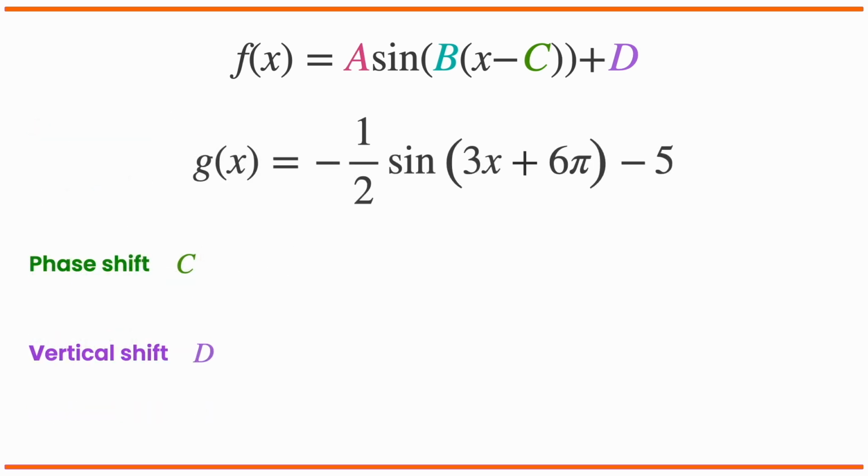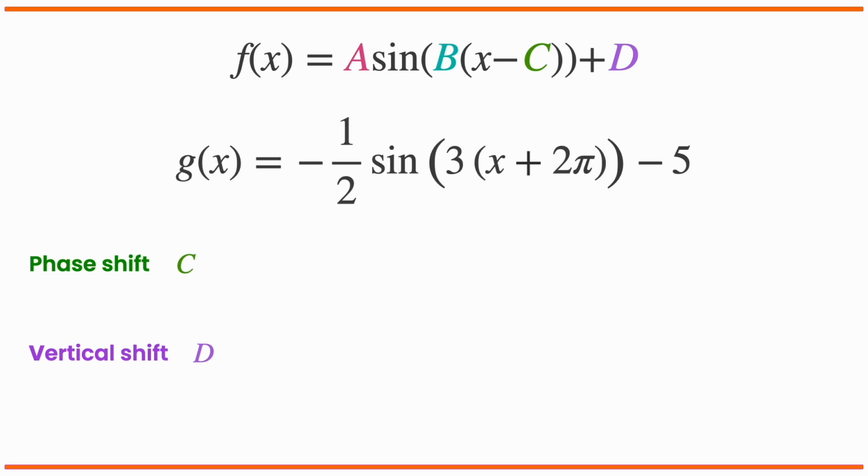We'll start by finding the phase shift and vertical shift for the function g of x. This means we need to identify the c and d parameters in our function. But first, do you notice how g of x doesn't quite match the structure of our general equation? For example, the x has a coefficient of 3 that we need to factor out. When we factor 3 out from both terms inside of the sine, its argument becomes 3 times the quantity x plus 2 pi.